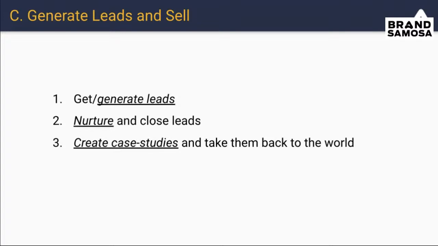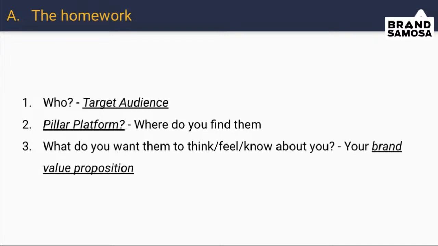So these are three steps, A, B, C, as I told you. A, this is the homework for you. You need to know very clearly who your target audience is, where you find them, and what you want them to think, know, and feel about you. The second step would be to go on your pillar platform and make sure that your profile is optimized and your online sales pitch is absolutely the way you want it to be.